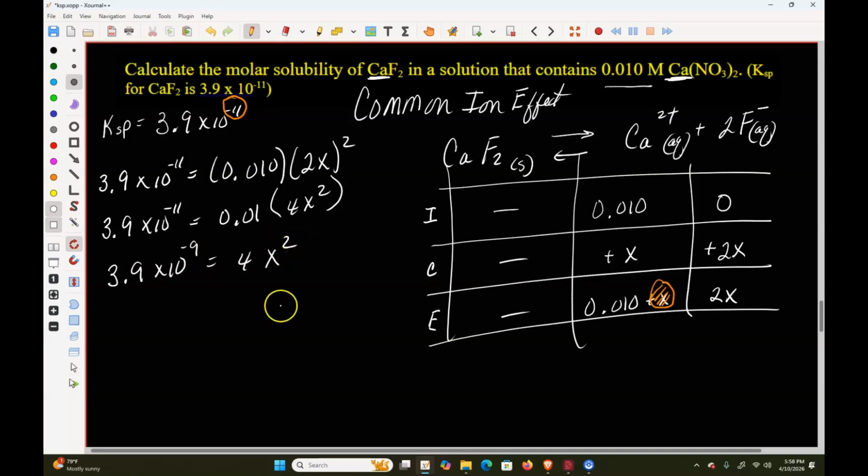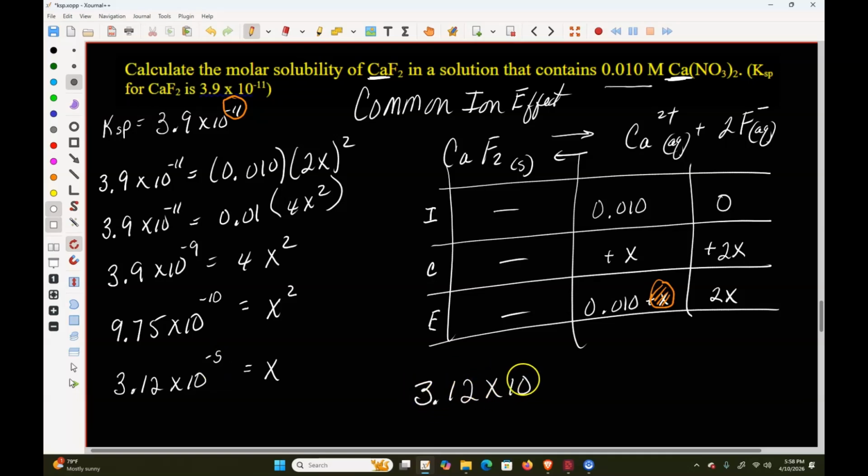Divide both sides by 4. So x squared is 9.75 times 10 to the negative 10. Take the square root of both sides. So x is going to equal 3.12 times 10 to the negative 5. So for my answer, I would say 3.12 times 10 to the negative 5 molar calcium fluoride.